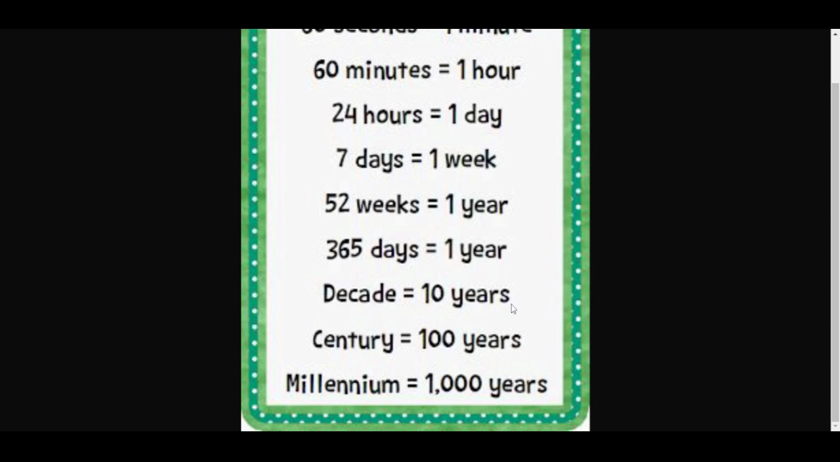Every 10 years is called a decade. So 10 years is equal to a decade. 100 years is equal to a century. So 100 years we call a century. And 1000 years is called a millennium. These last three points are also very important: 10 years is equal to a decade, 100 years is equal to a century, and 1000 years is equal to a millennium.